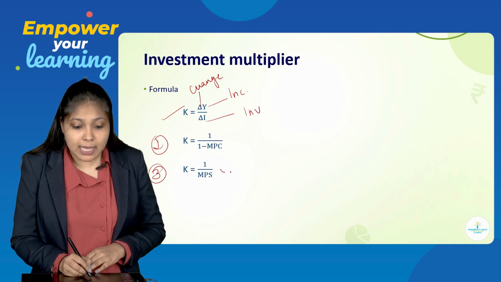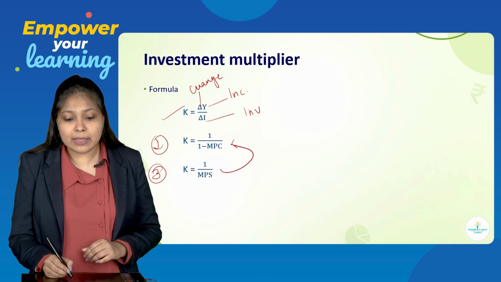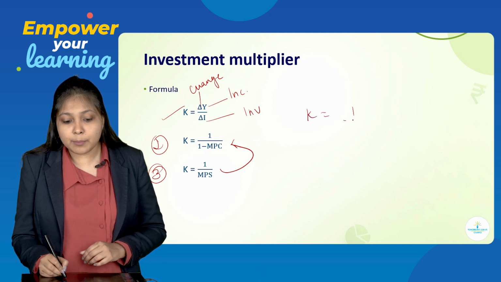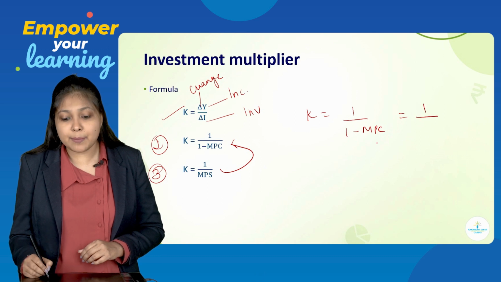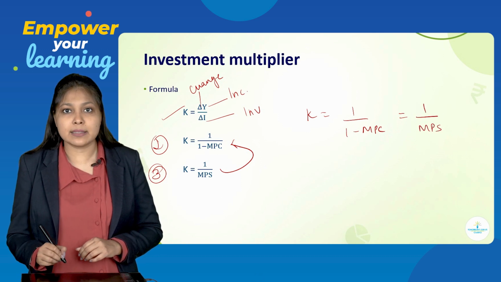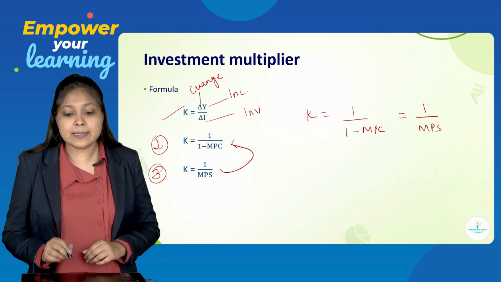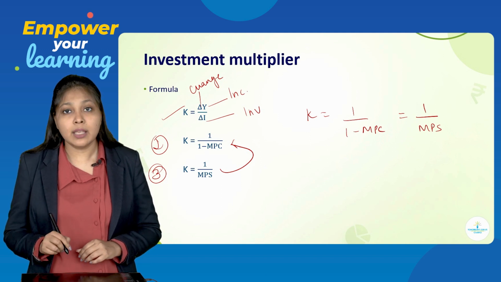This formula has been derived from this, and I will tell you how. K is equal to 1 upon 1 minus MPC. So 1 minus MPC can be written as MPS, so K is equal to 1 upon MPS. So this is the formula. That is how it has been determined.